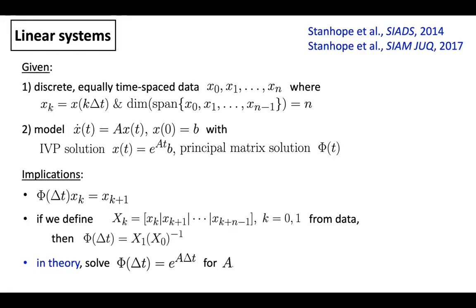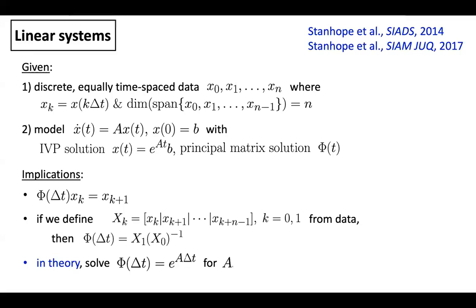Okay, now since this is a linear system, we have an explicit solution to the initial value problem. And I'm going to use phi as the notation for the principal matrix solution. The principal matrix solution acts to map us forward. If we evaluate it at one time step, it maps us forward from one data point to the next. And therefore, we can actually compute phi directly from the data, by basically forming matrices whose columns are various data points, and then just doing this calculation, we isolate this action.